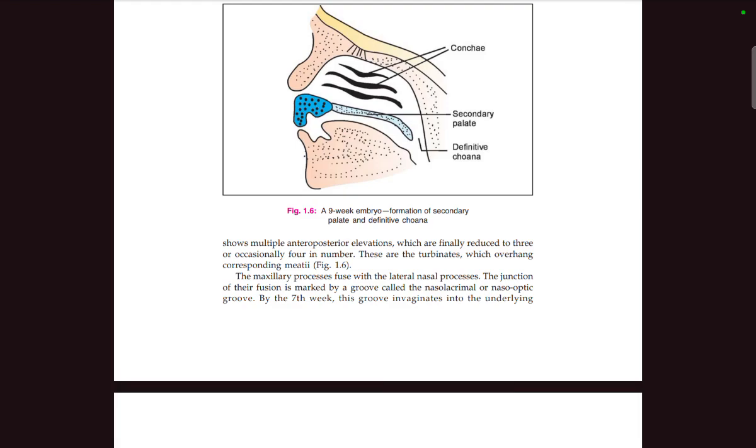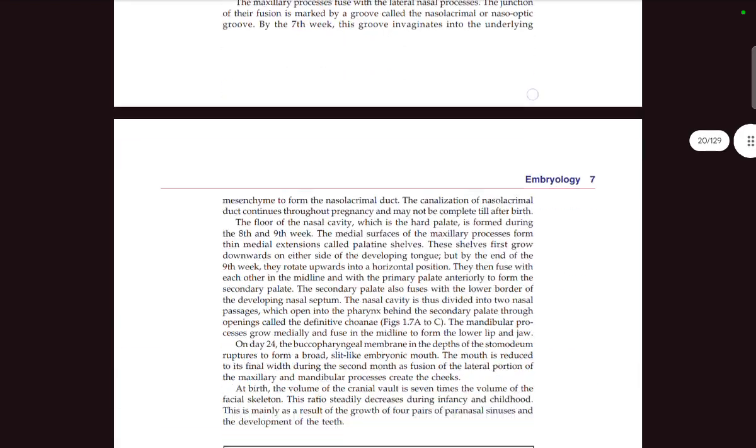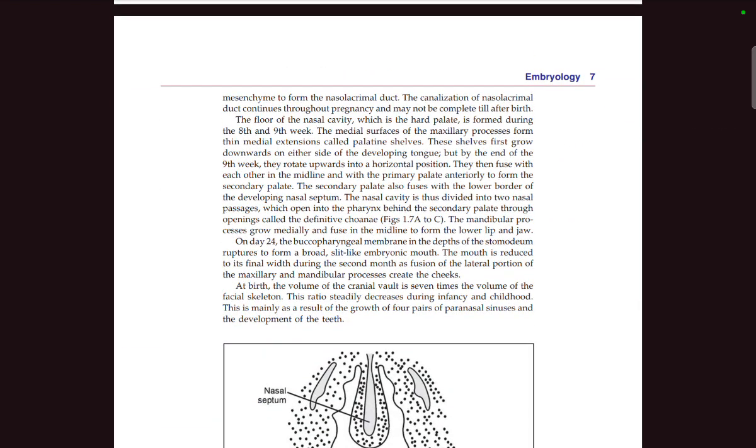Shows multiple anteroposterior elevations which are finally reduced to 3 or occasionally 4 in number. These are the turbinates which overhang the corresponding meatuses. The maxillary processes fuse with the lateral nasal processes. The junction of their fusion is marked by a groove called the nasolacrimal or naso-optic groove. By the 7th week, this groove invaginates into the underlying mesenchyme to form the nasolacrimal duct.